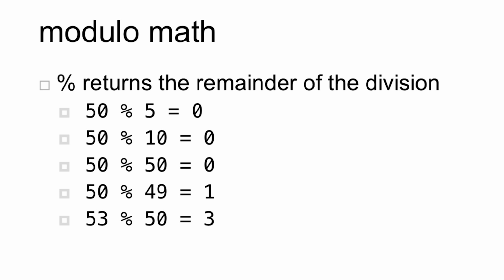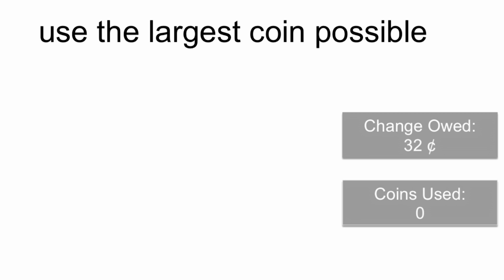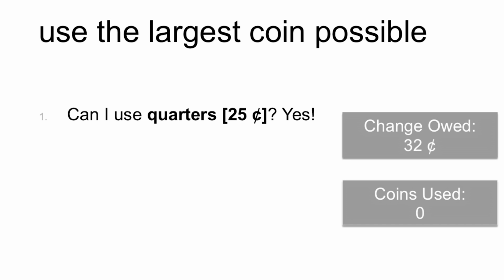So how can we use modulo and perhaps some division to implement our greedy algorithm? Well, we still want to stay true to the heart of the greedy algorithm, that is, using the largest coin possible. So let's ask ourselves if we can use any quarters to return 32 cents to the user. Well, 32 mod 25 gives us a remainder of 7 cents. So that tells us that we can definitely use one quarter with 7 cents remaining.